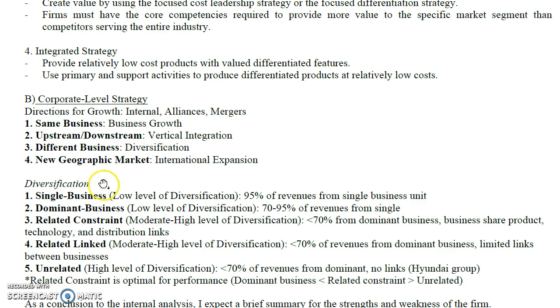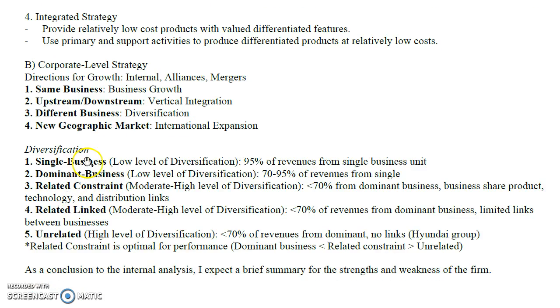Now for diversification, it can take 5 forms. Single business means low level of diversification. Why? Because 90% or more of revenues come from a single business unit.